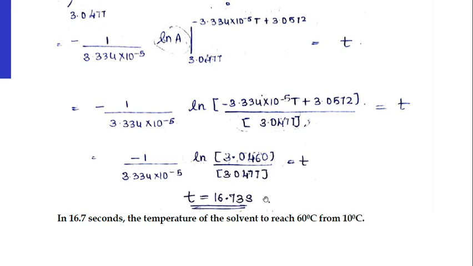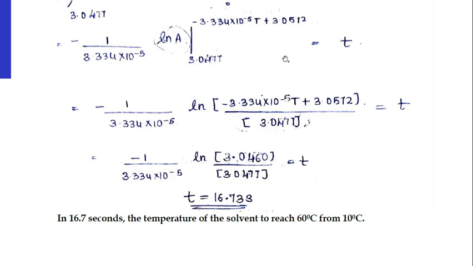So that means in 16.7 seconds, you do not take the second decimal over here, 16.7 seconds, the temperature of the solvent is reaching 60 degrees Celsius from 10 degrees Celsius, right, in the given condition. So this is the solution for that variable. The time required for the temperature to vary from 10 degrees to 60 degrees. Remember, it is not the steady state solution.